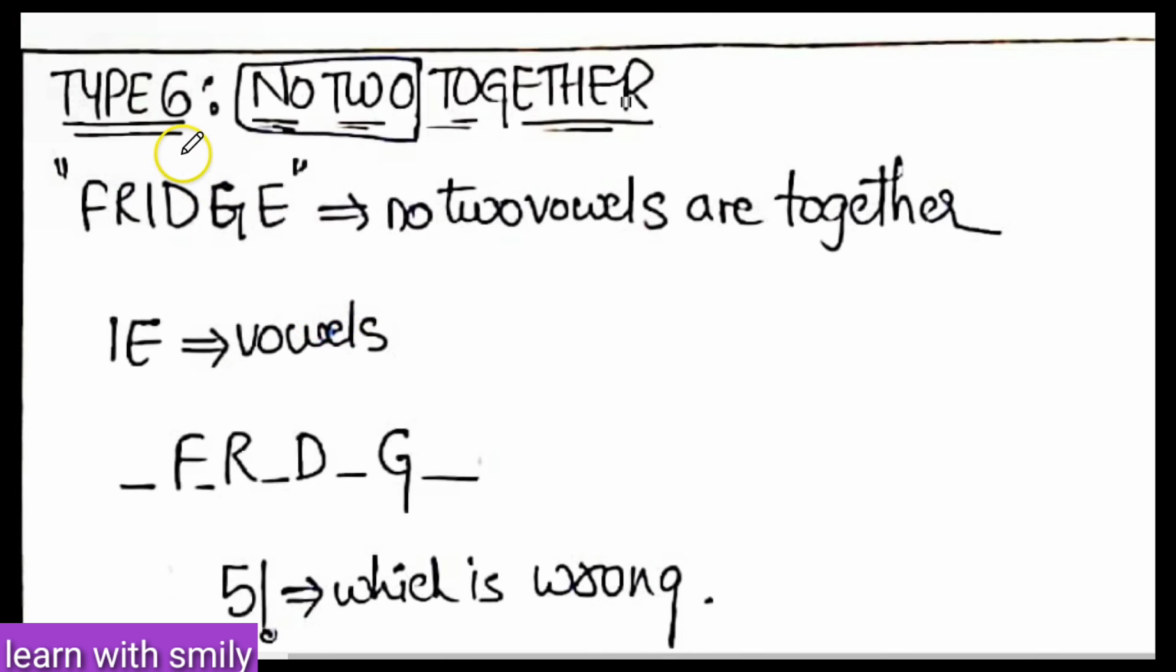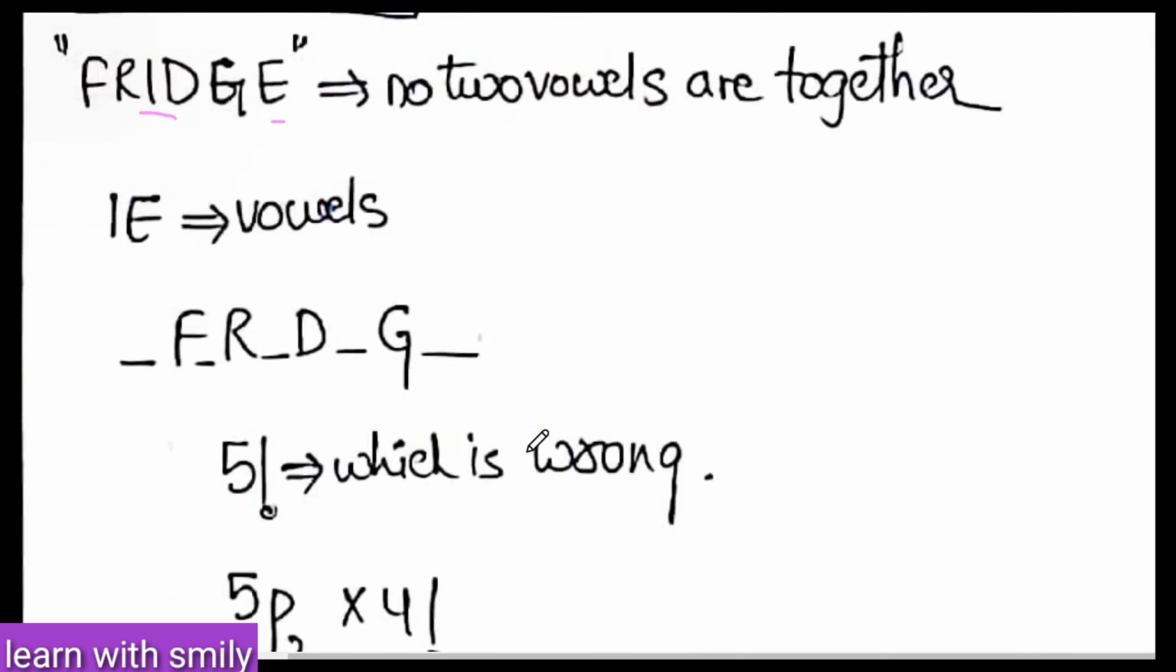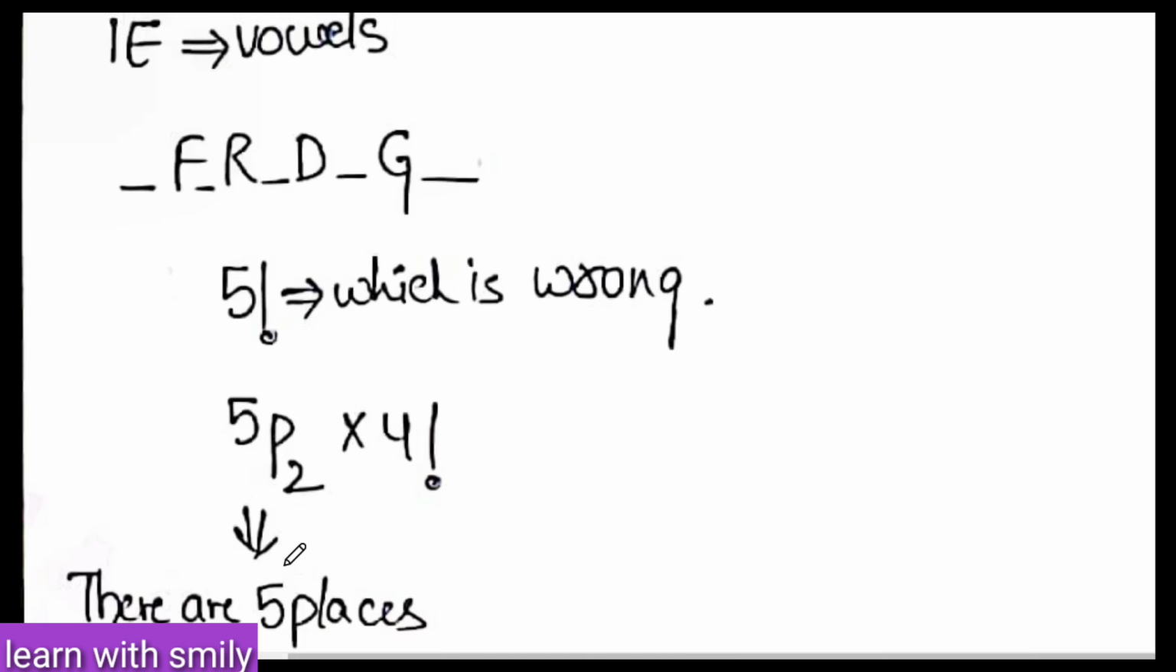Now coming to type 6, that is no 2 together. That means no 2 vowels are together. When they say no 2 vowels are together, the vowels are I and E, which shouldn't be together at any cost. So first let us consider the consonants, that is F, R, D, H, and there are 5 places in which vowels can be placed, right? So 5 factorial is completely wrong. In these 5 places we have to place 2 vowels, right? So it will be 5P2 into 4 factorial, because these 4 consonants can be arranged among themselves in 4 factorial ways.